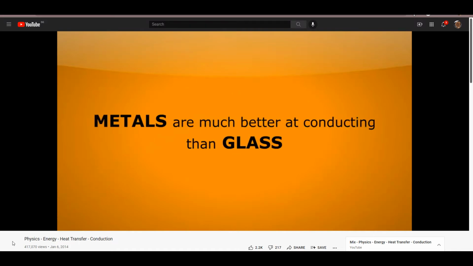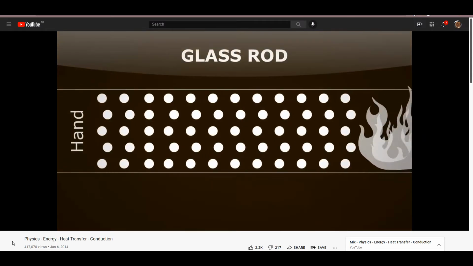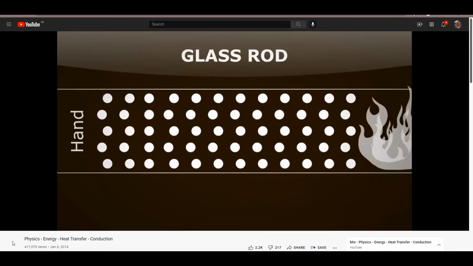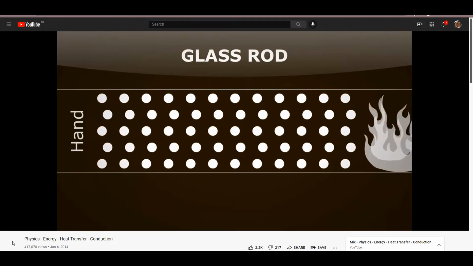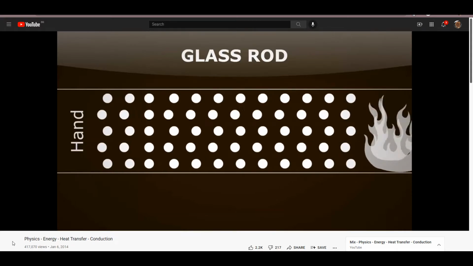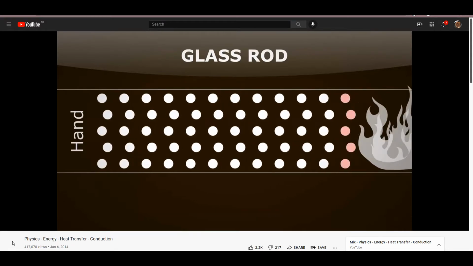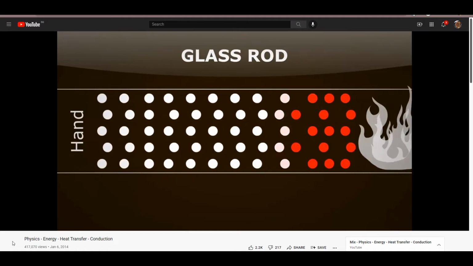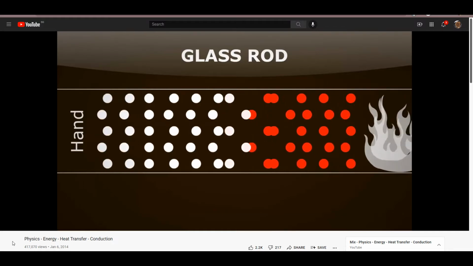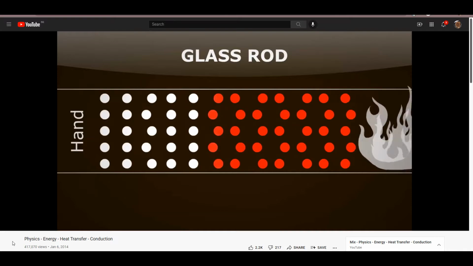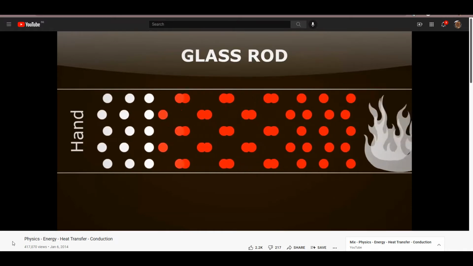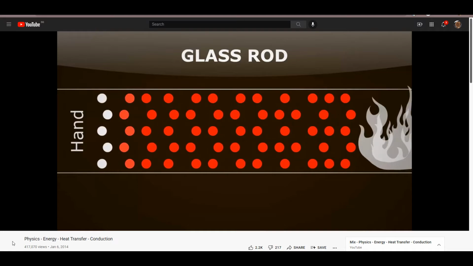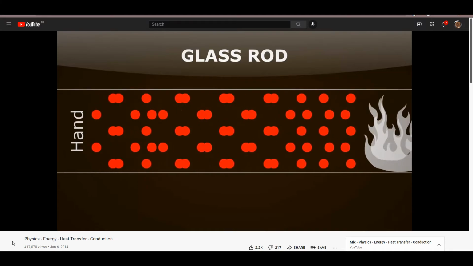Well, actually, it's because metals are much better at conducting than glass. Glass still does conduct, just not as well. Let's zoom in and look at the particles in the glass and see how it conducts. So glass is a typical solid in the way it conducts. The particles by the fire start to gain heat from it and start to vibrate much more vigorously. They then collide with the particles next to them, passing on the energy, and slowly down the rows each particle vibrates more and more vigorously, passing on heat to the next one through collisions. So it progresses slowly through the glass.